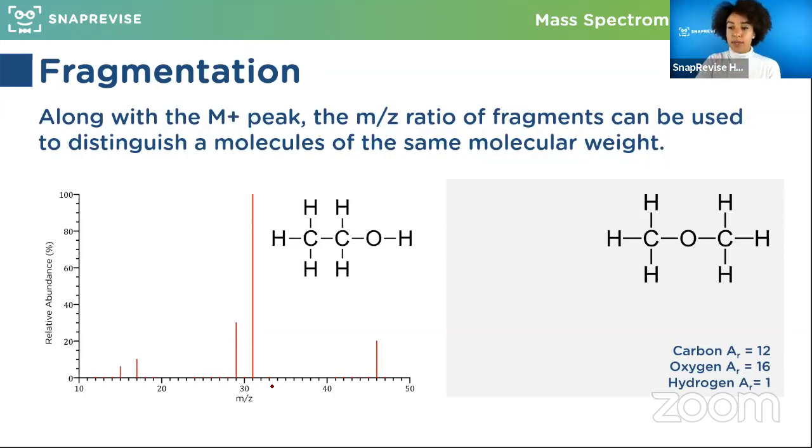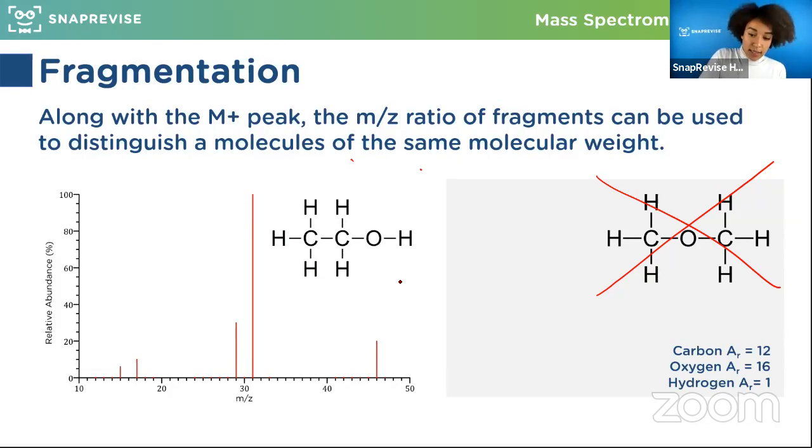So fragmentation is what happens inside your chamber when you're ionizing your atom or your sample. Sometimes what happens is instead of just an electron flying off, the whole thing breaks in half. I don't want you to look at this one for a second. Ignore that one for a sec. Just look at this molecule here, and this is ethanol, right? So what we have here is the mass spectrum for ethanol.